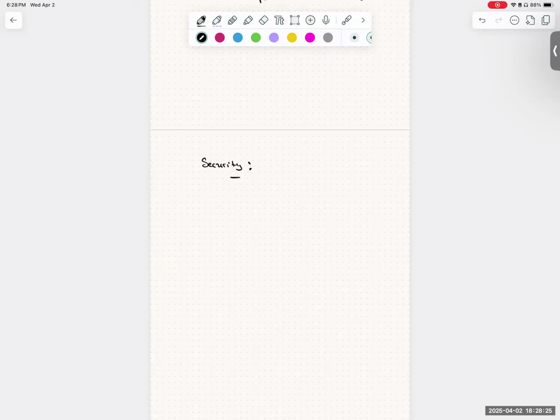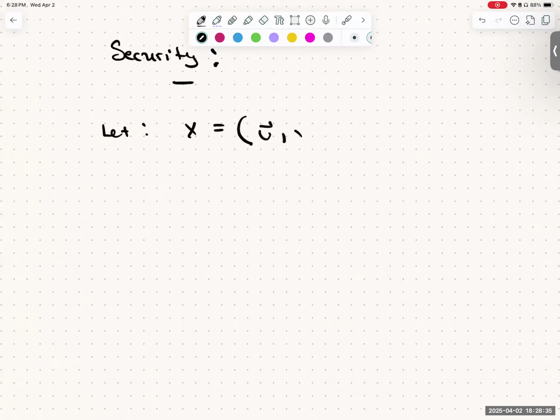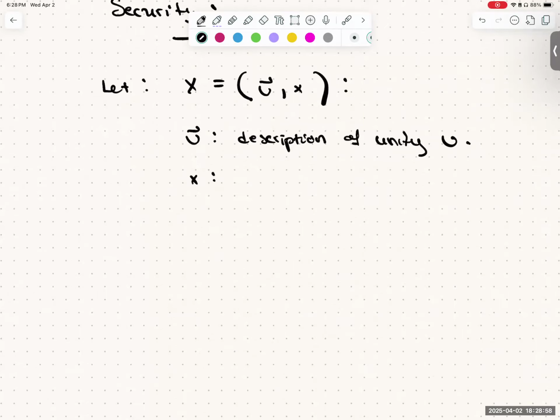So, for security, I just want to do a couple of things. U tilde and X. So here, U tilde is like a function, the unitary, and then X into the computation. Actually, it doesn't have to be a classical input. Sorry, I'm breaking up. Okay, sorry.